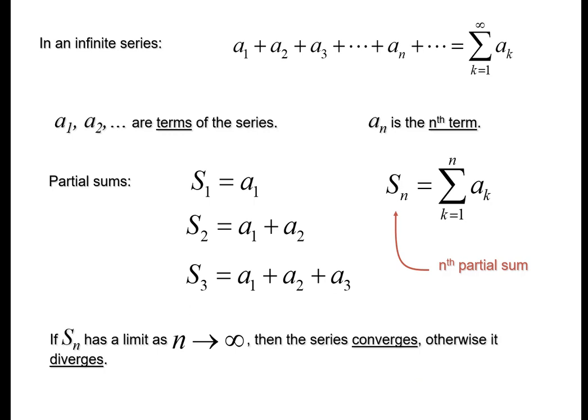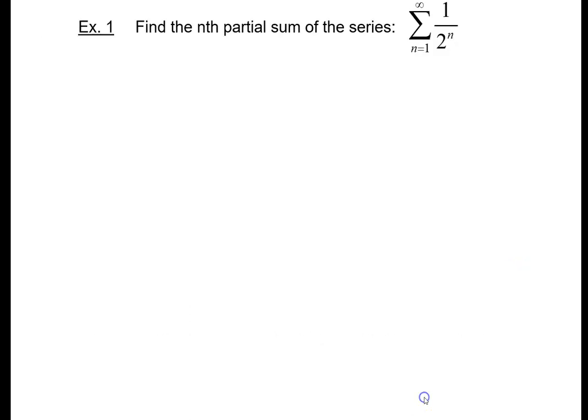If S sub n, or the nth partial sum, has a limit as n goes to infinity, then we say that the series converges. So in other words, if we add up those sums as n gets larger and larger, so if we add up the first 10 terms, the first 100 terms, the first 1,000 terms, the first 1,000,000 terms, those are all partial sums. If those sums all approach a number, a limiting value, that's when we say the series converges. Otherwise, we would say the series diverges.